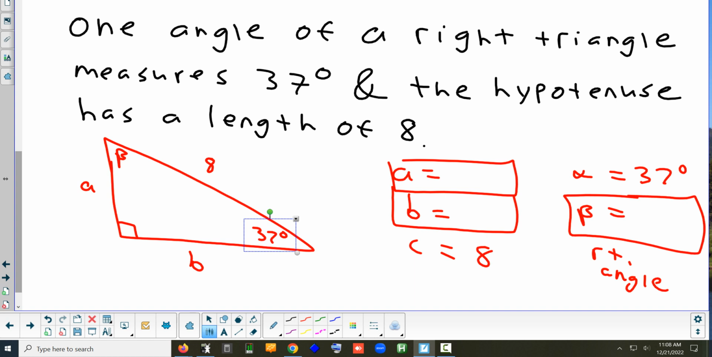Okay, what could we find first there? We're not even really doing trig. Really, we could just use geometry to figure this out. Yeah, we could figure out beta. How do we get beta?